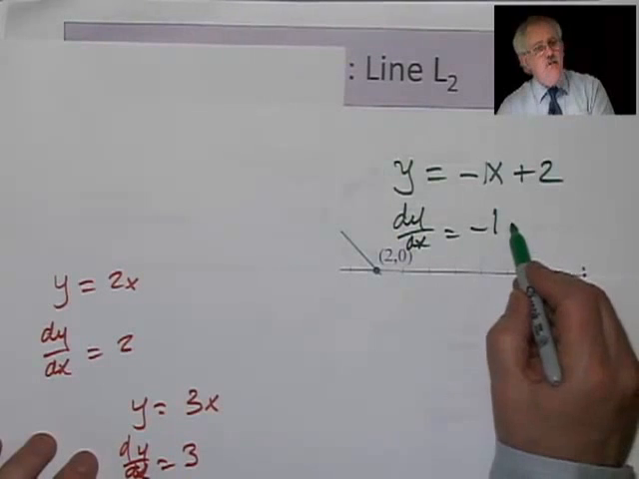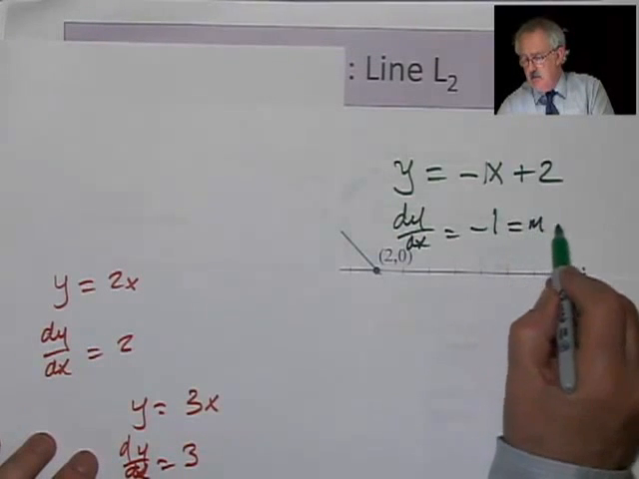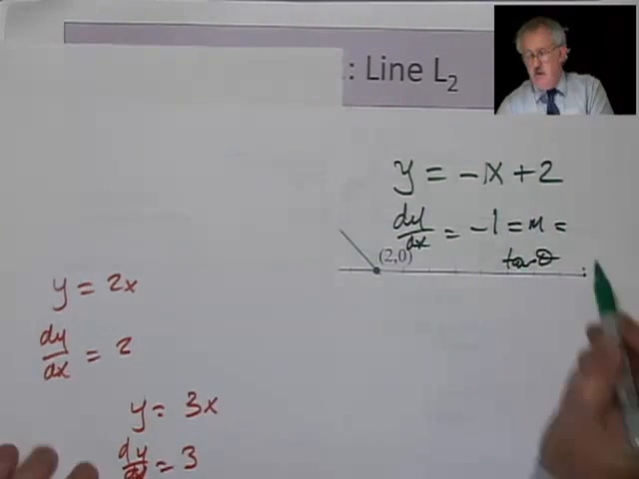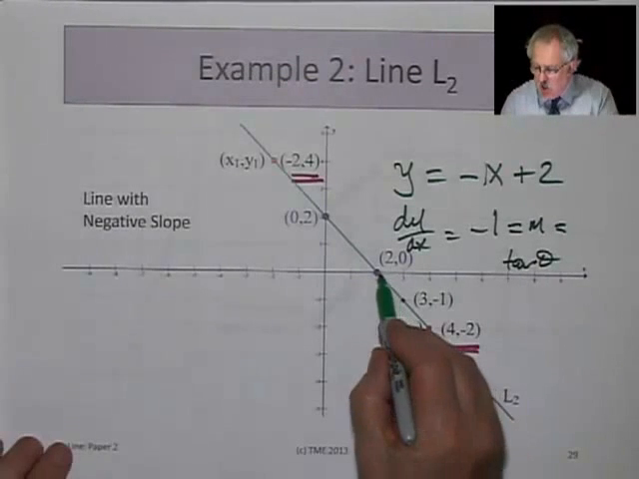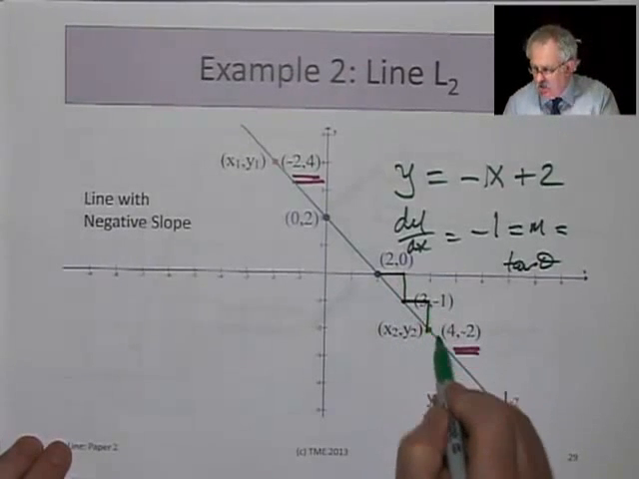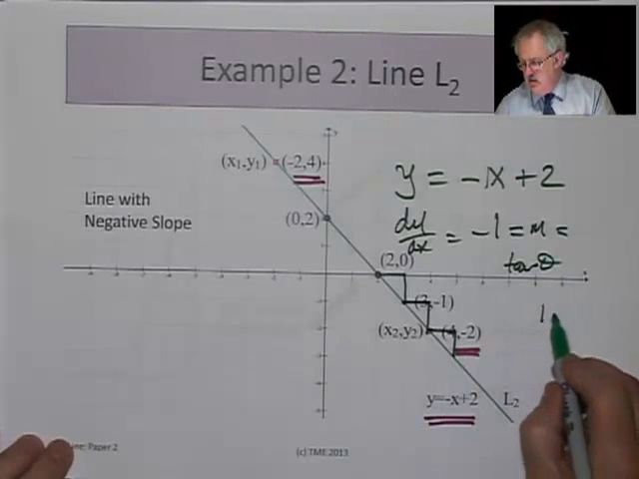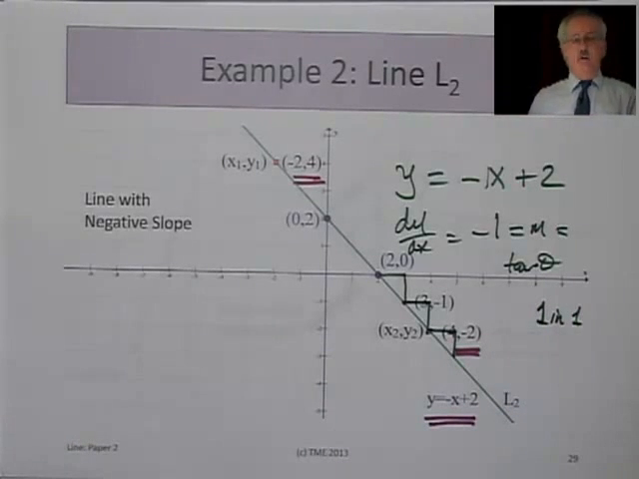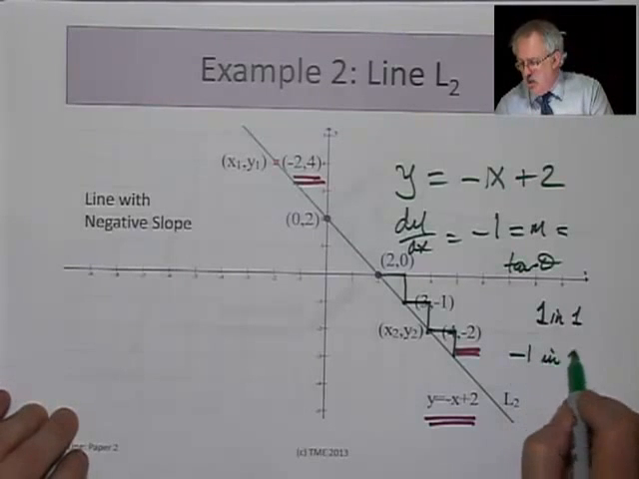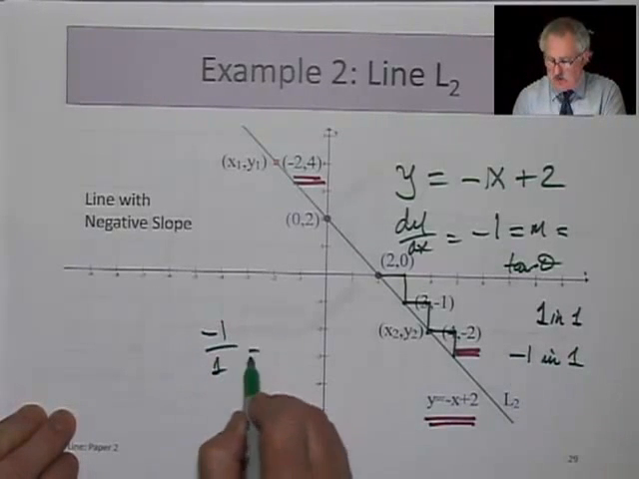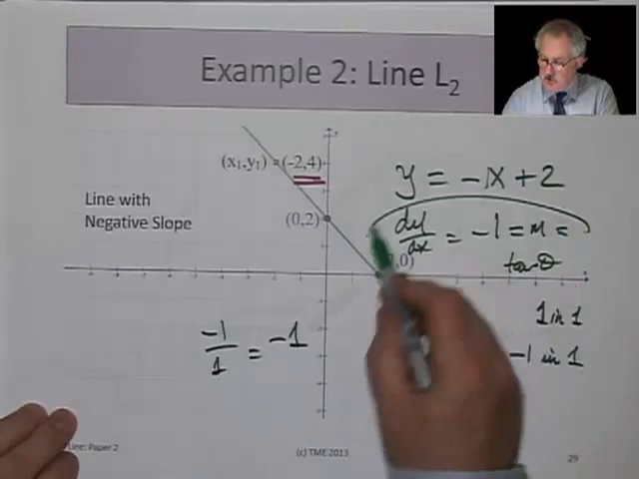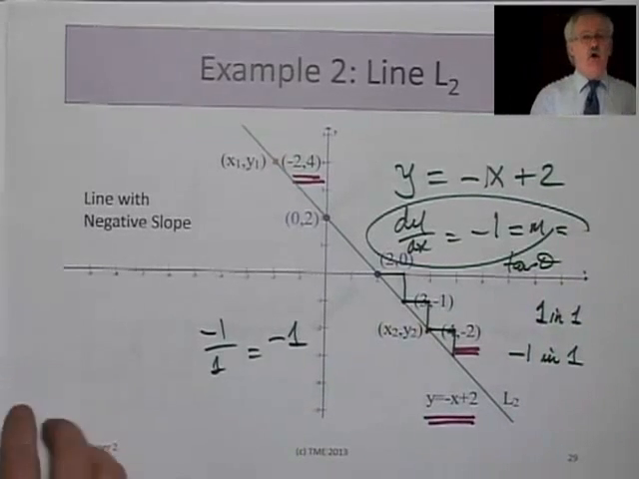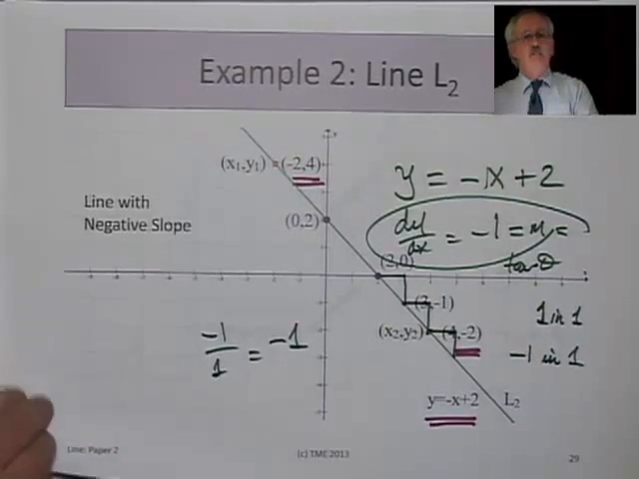And what's minus 1? dy dx? m is tan theta. It's saying that for every step I go out, I go down 1. It's 1 in 1, but it's 1 down in 1. So it's minus 1 in 1. So minus 1 over 1 is minus 1, which is dy dx, tan theta, the whole lot all linked together. Is that okay?